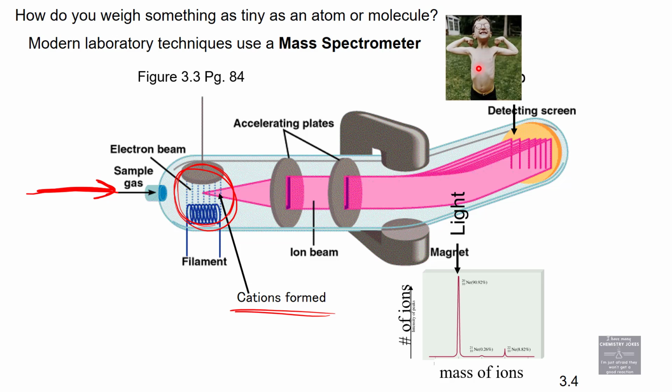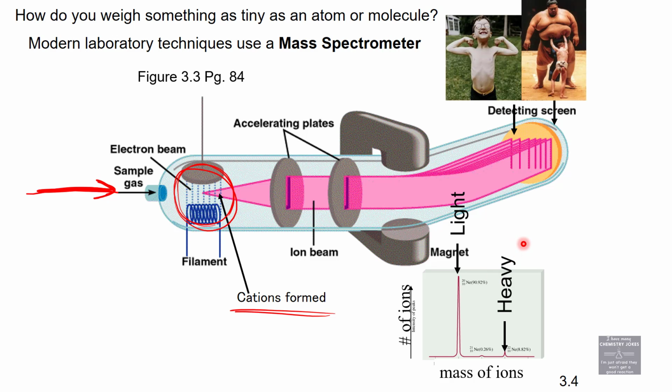Think about pushing this little guy around. It's very easy to push him and get him to be deflected far from his original path. But if something is not deflected very far, we're going to say that's the heavier atoms. Heavy atoms do not get deflected. Imagine trying to push this guy around. It's not so easy.